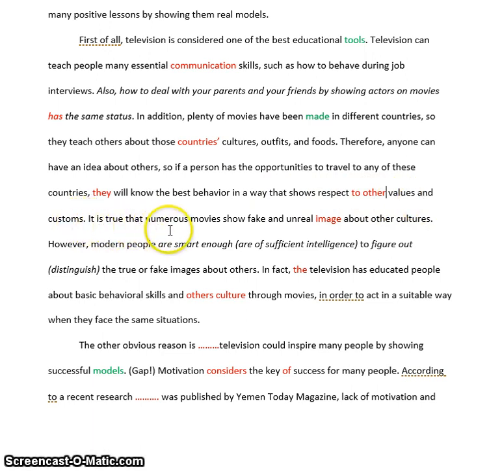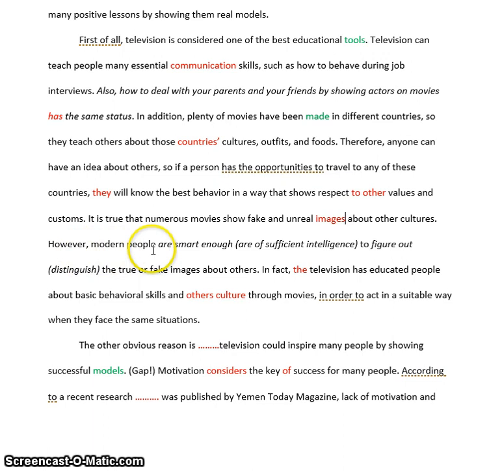It is true that numerous movies show fake and unreal image. Okay, I have an adjective, I have a countable noun, which is single, therefore I either need an article, an unreal image, or if you're not using it in single form, you have to make your noun plural. Show fake and unreal images about other cultures.